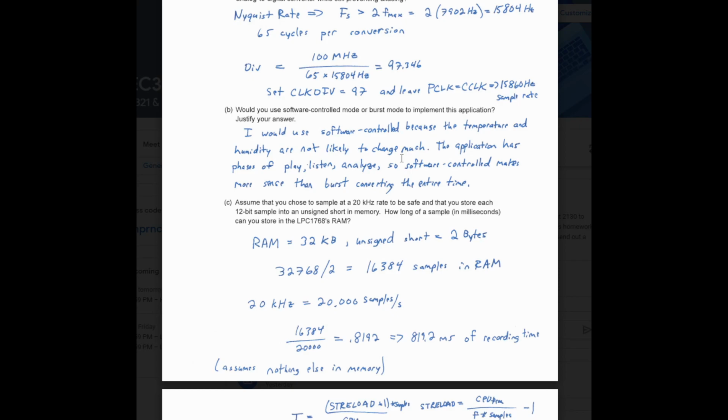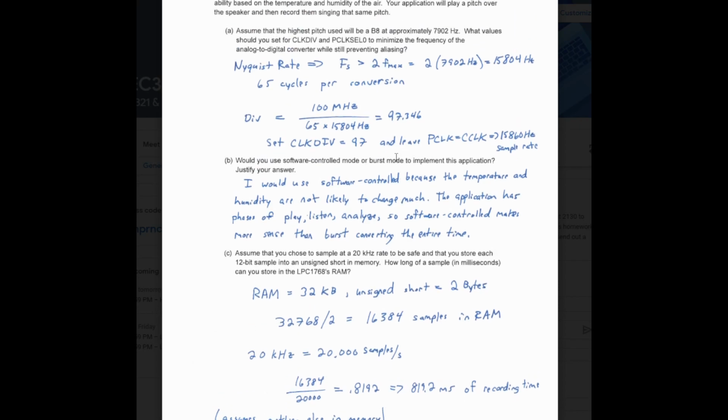Then otherwise, the description is that you're going to play a pitch for them. You're going to let them sing it and then detect or analyze how they sang, and see how that changes their voice. So you're going to play the pitch, listen to them, and then analyze it. So software controlled mode makes a lot of sense because you play the sample for them over the DAC, listen for what they do, and then analyze what they did.